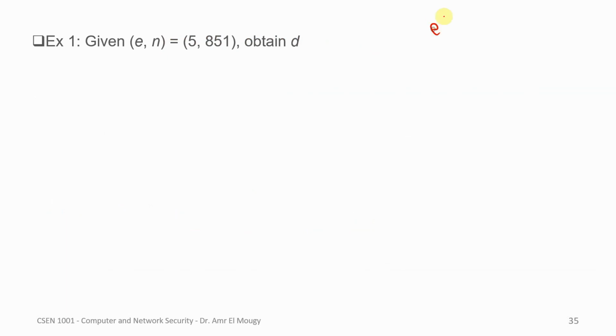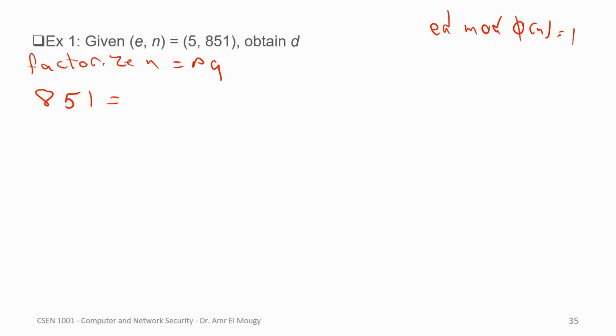So we want to be able to solve ED mod phi n is equal to 1, and we don't have phi n. That's the first thing. You have to factorize n. So n is the product of two prime numbers p and q. So the first thing you do is you try different prime numbers. If the number is small enough, then there is not actually going to be a large number of prime numbers to try. If you factorize 851, you will get that the only two prime numbers that fit are 23 multiplied by 37. Now you have p and q.